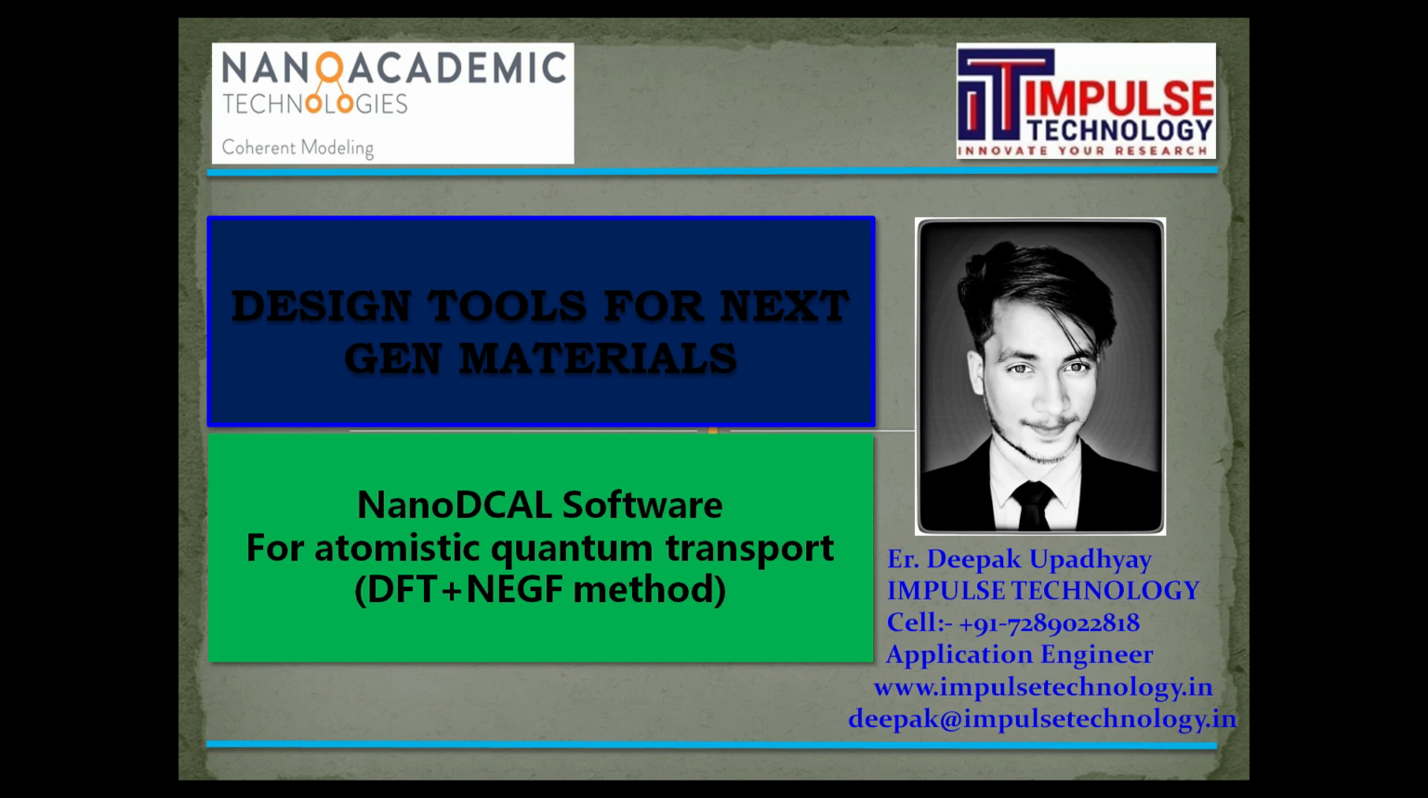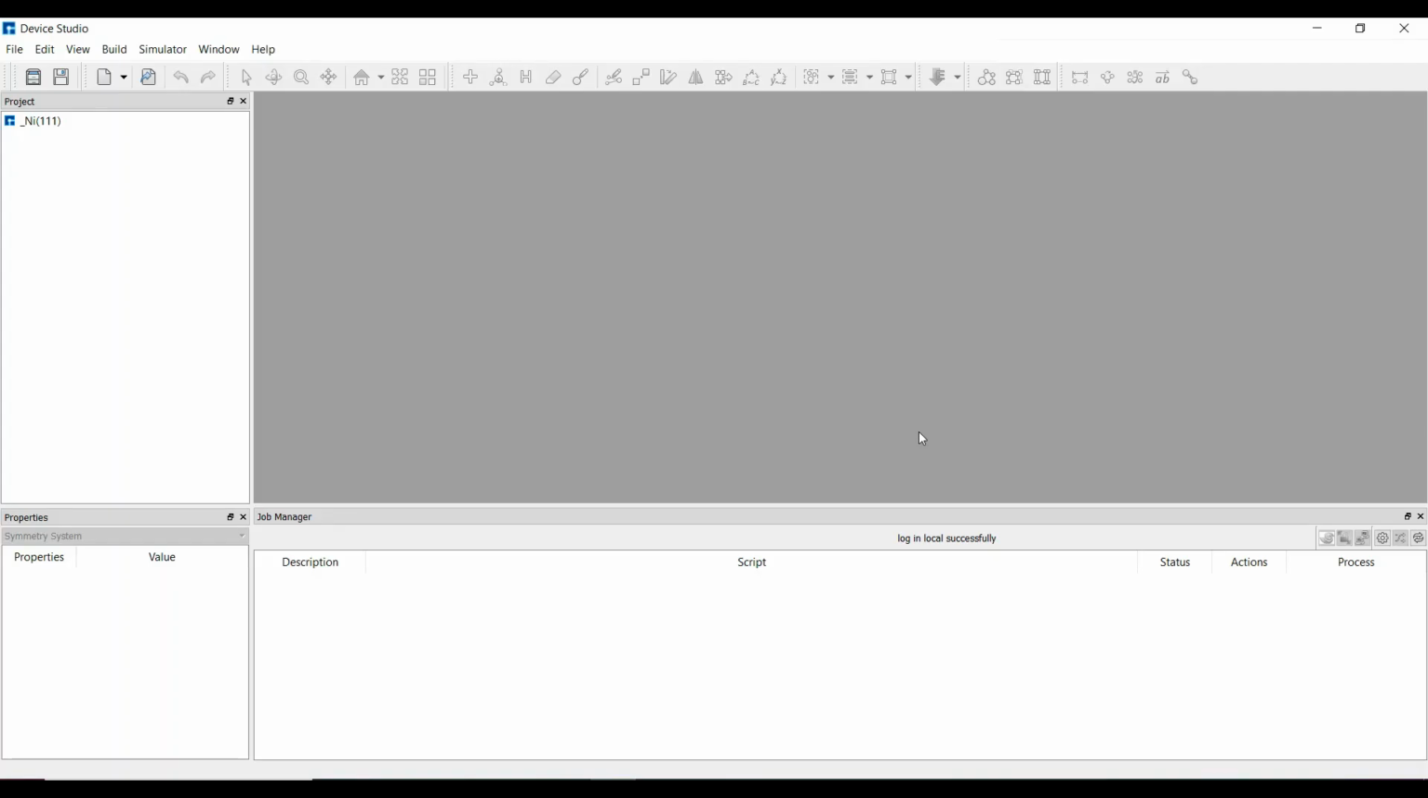In this video, I will show you how to calculate the non-collinear spin of metal nanowire. So let's get started. This is my Device Studio, a graphical user interface for this NanoDcal software, and this interface will help you to model the structure. You can do some modification and manipulation in your atomic structure and device structure as well.